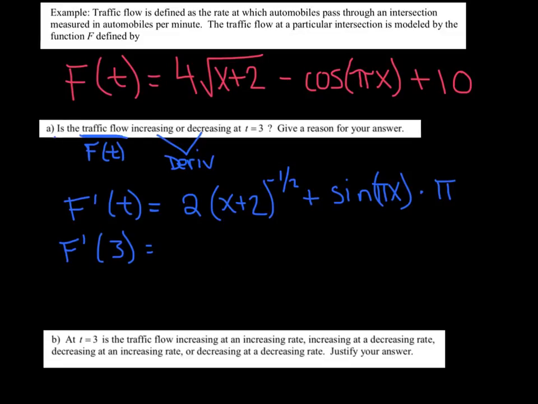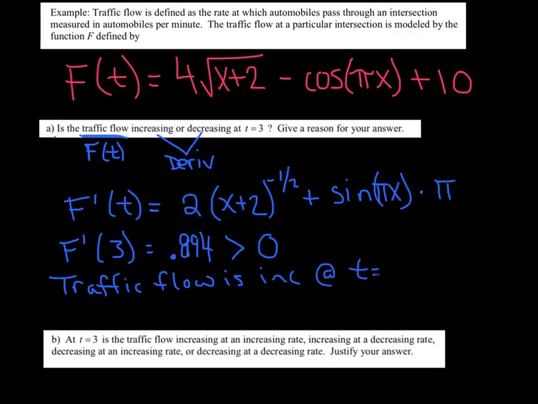And my calculator is telling me it's 0.894. Most importantly, we just want to focus on the fact that that number is positive. So we'll say that the traffic flow is increasing at t equals 3. We don't really specify just at that moment because f prime of 3, not f prime of t, but f prime of 3 is positive. Okay, that would be my reasoning.